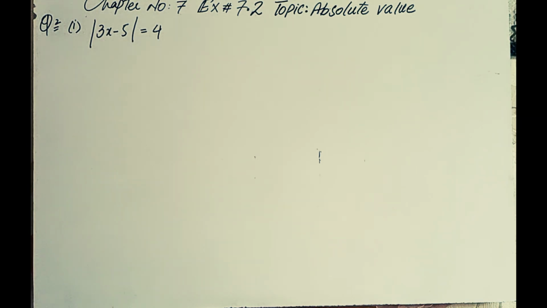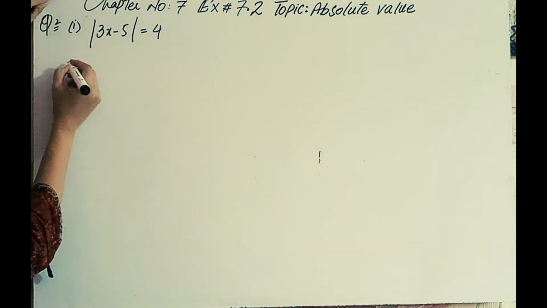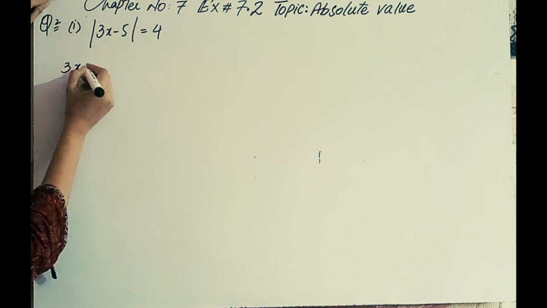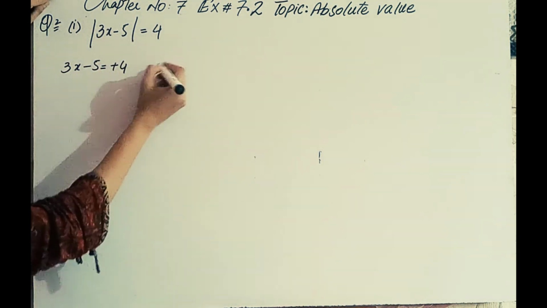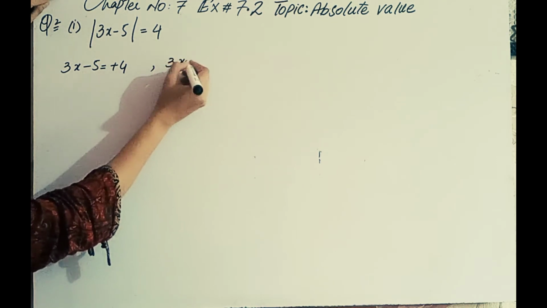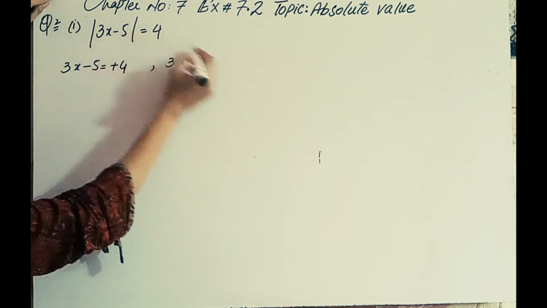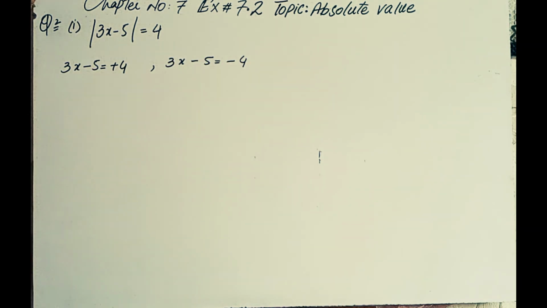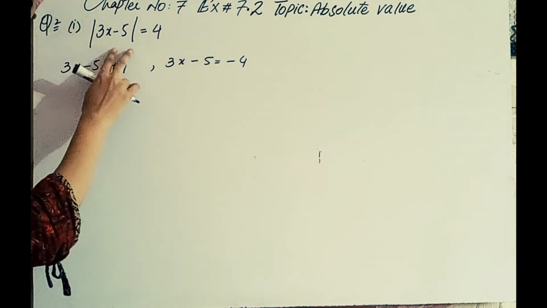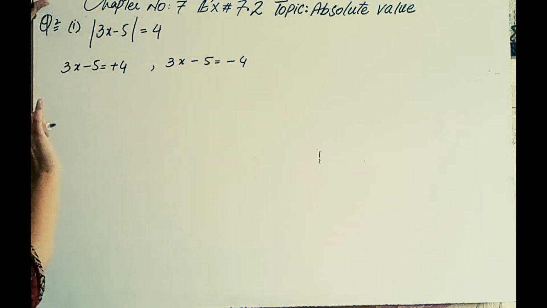But as I have told you, according to the definition, all the absolute value equations have two solutions. So what will be the two solutions? One we will write as 3x minus 5 equals to plus 4, and 3x minus 5 equals to minus 4. You should know this by the definition that the absolute value equation always has two solutions.